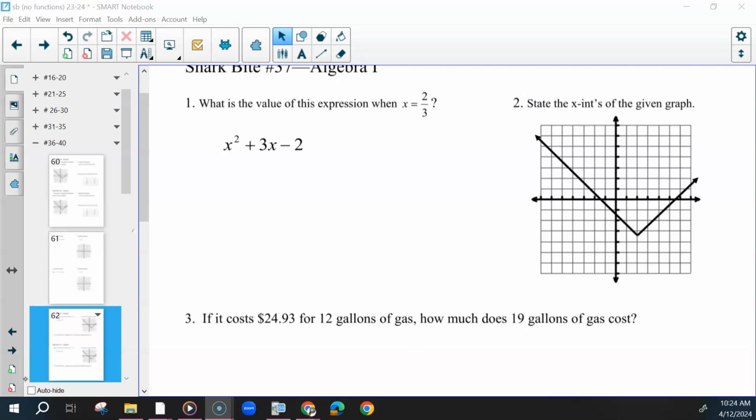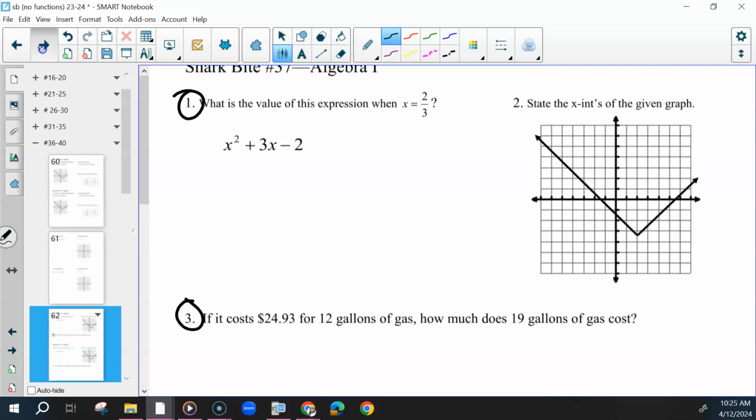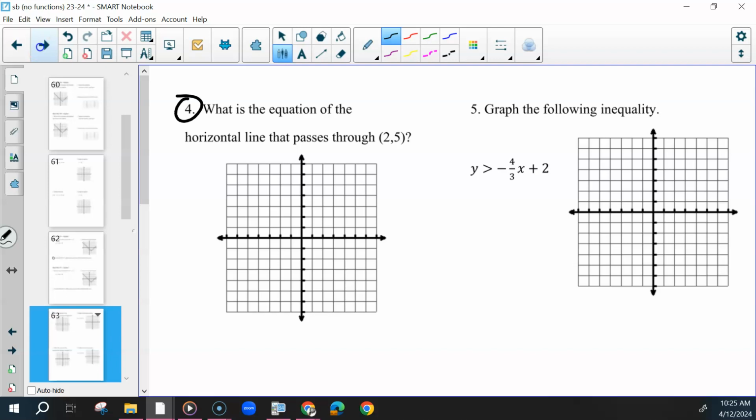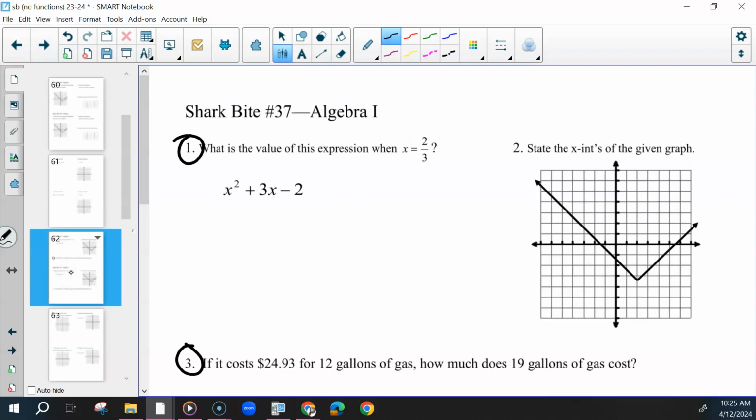So I see a lot of 3s and 4s and 1s as the majority, so we'll do those 3. Okay, so 1 can be done in Desmos.